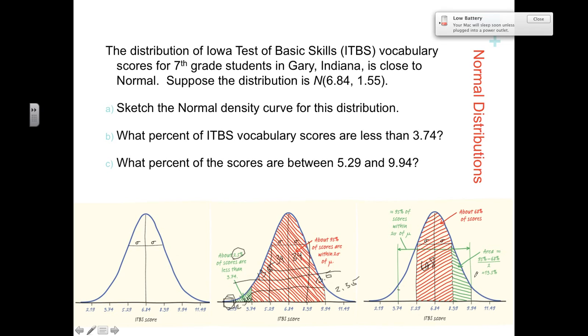From here to here would have been 95. You're going half of that. So the leftover there, that was 13.5. So then I'm just going to do the 68 plus the 13.5 to get that. So I'll say about 81.5%.